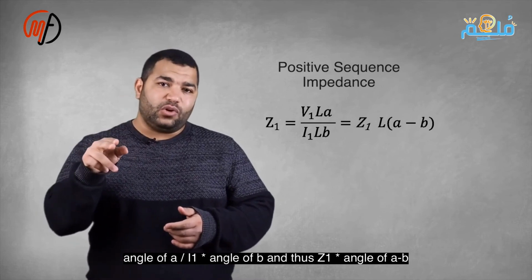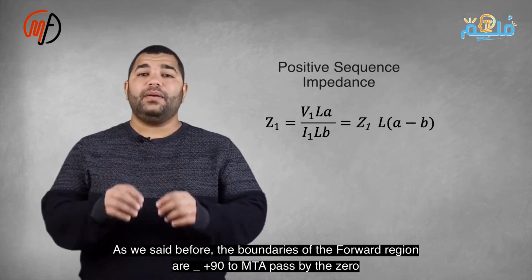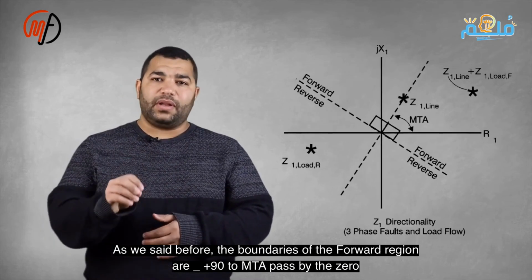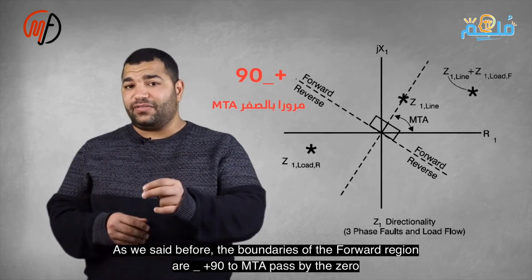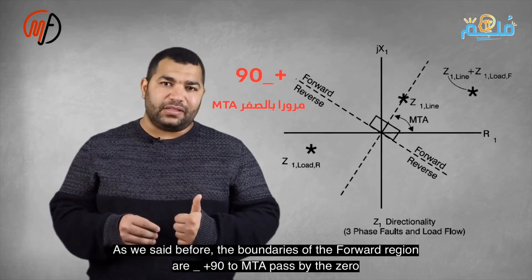So we set B to 0 and change angle A. As we mentioned before, the boundaries of the forward zone are plus or minus 90 degrees relative to the maximum torque angle passing through 0.